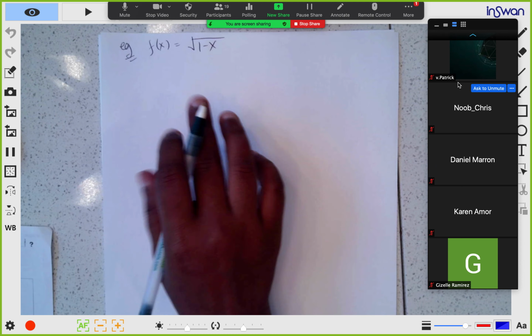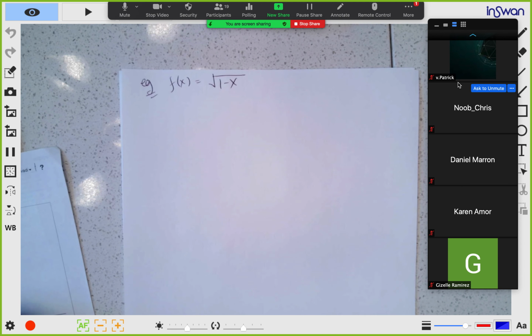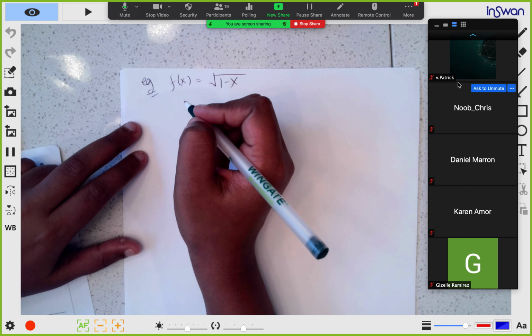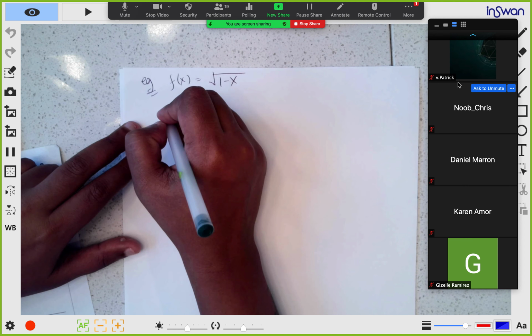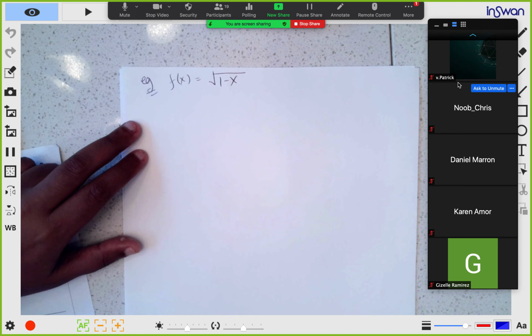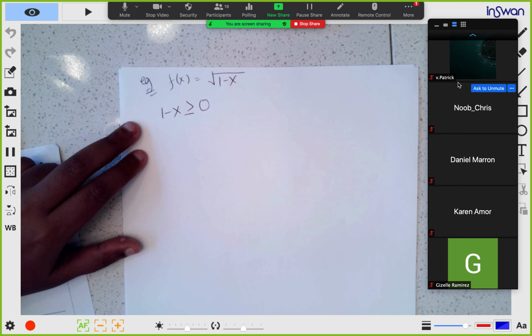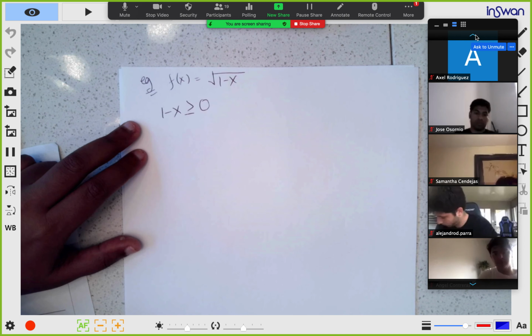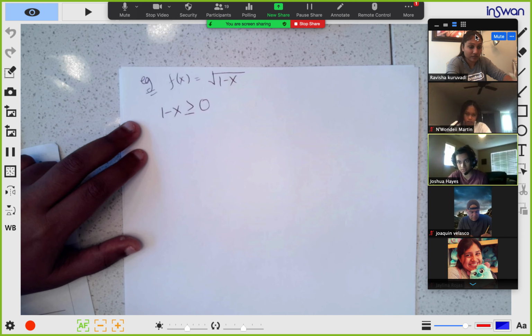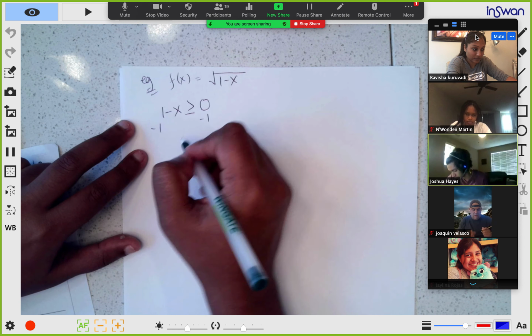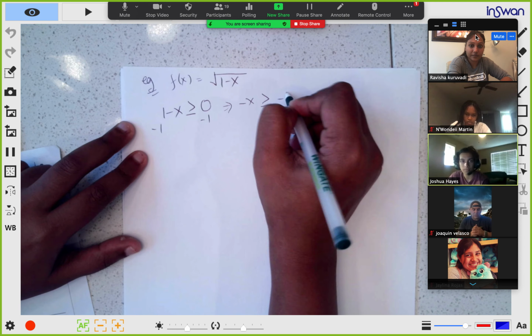Okay, so how do we do this problem? Well, since you're square rooting it, wouldn't you have to put one of the signs that you said to use? Mm-hmm. So what's my first step? Would it be 1 minus x is greater than or equal to 0? Yes, perfect. Then you would get the 1 to the right side, so you subtract 1 from both sides. What do I get? Negative x is greater than or equal to negative 1. Okay. What's my next step?